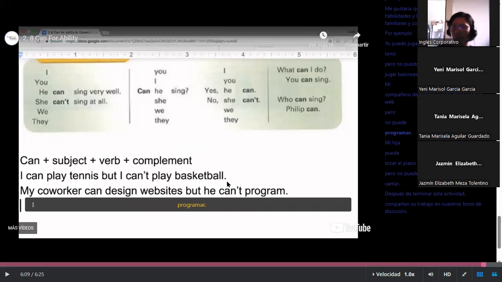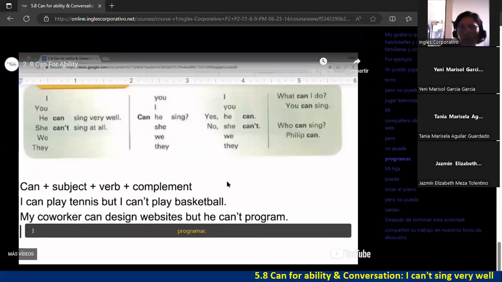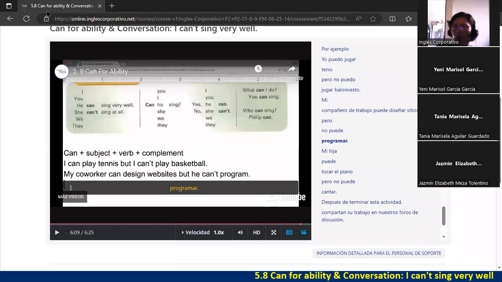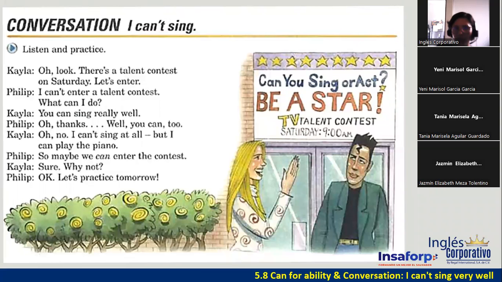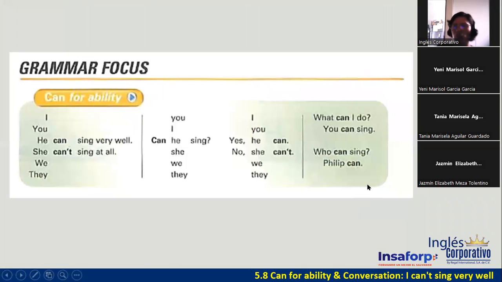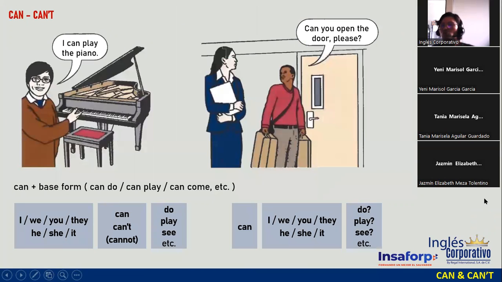Okay, I'm going to start there, the explanation that we have from the platform, and now I will go with mine. Ahora voy yo con la mía, okay? So let's go ahead and continue talking about this structure that the instructor was telling you about. So whenever we use can and can't, as we were saying, we're talking about positive sentences, negative sentences, and questions, okay?